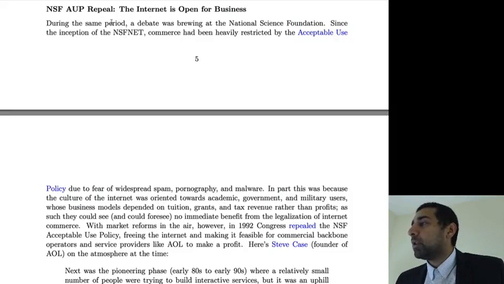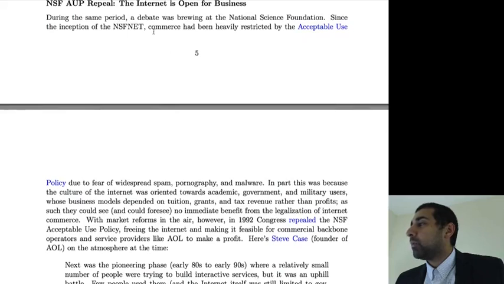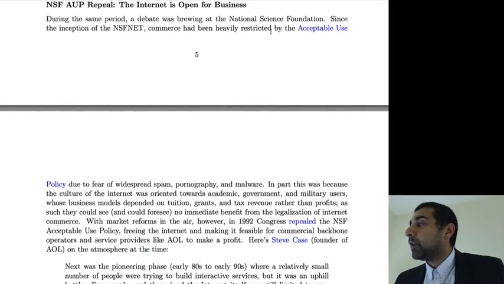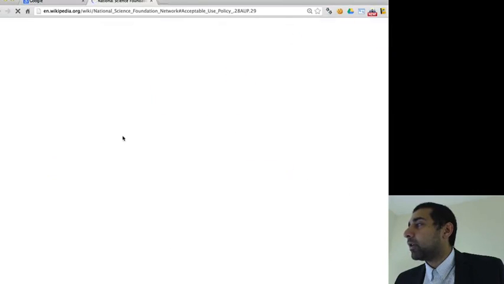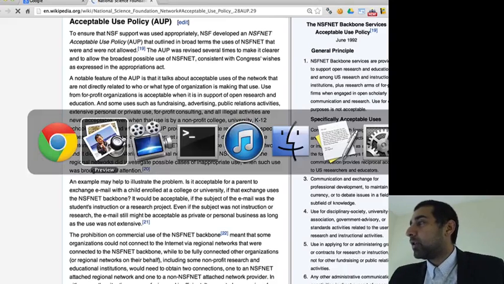And one of the key developments here was not in the USSR, but actually in the USA. Around the same time, in that late 80s, early 90s period, around the time that the Berlin Wall fell and the USSR opened up, there was a big debate brewing at the National Science Foundation in the United States. Basically, since the inception of what was called NSFNet, commerce had been heavily restricted by something called the Acceptable Use Policy. You can read about this on Wikipedia. I've got some links here for background.